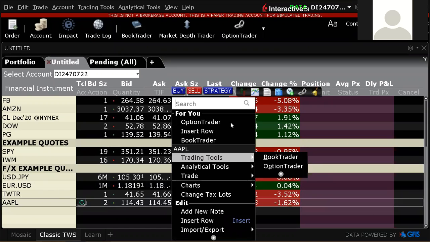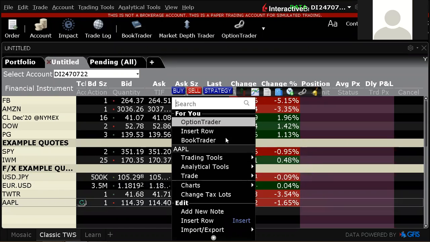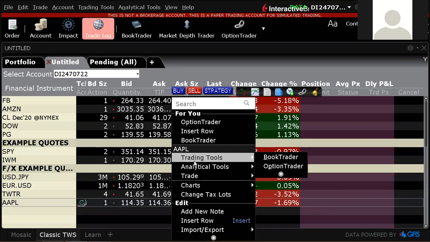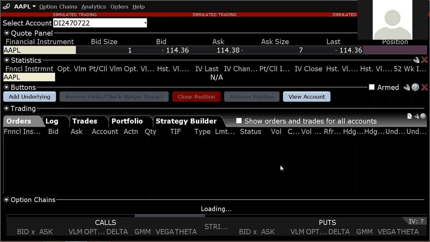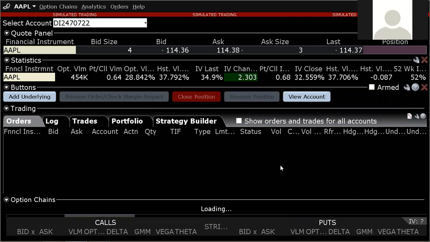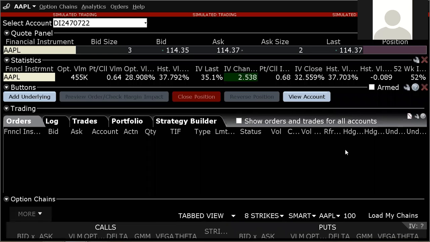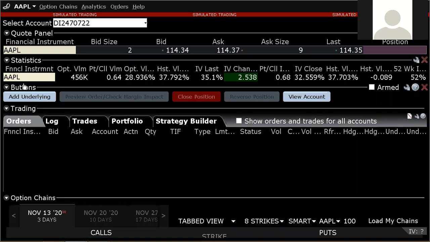Now because I've used the option trader before, this is also like a frequently used module, so it's already there for you. But if you haven't used it, that's the first time you're using it, you'll have to go through trading tools and you go through book trader. Book trader shows you the depth of the book, and here you've got the option trader. If you click this, you will see this kind of display. Now what I'm trying to show you here is typically when you trade options, what kind of trading display you have. I'm going to close this.